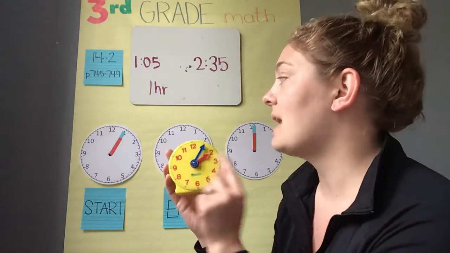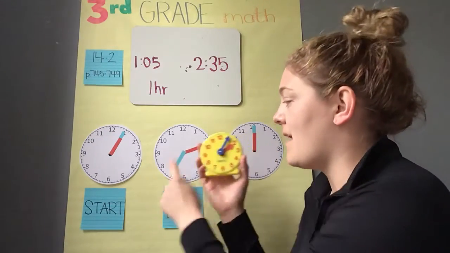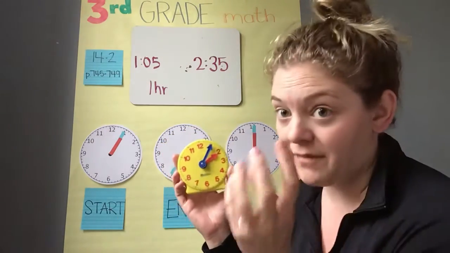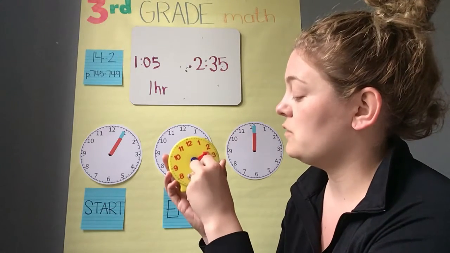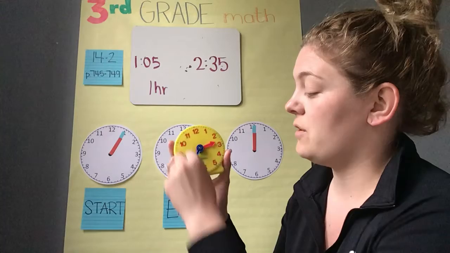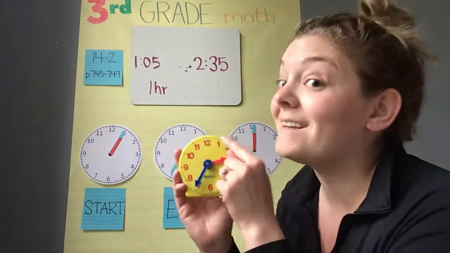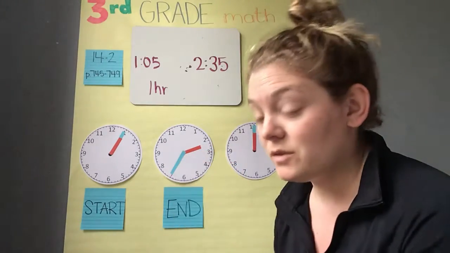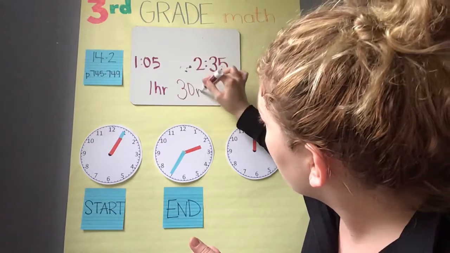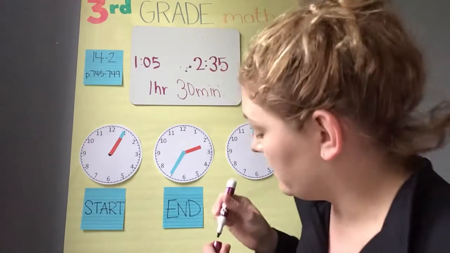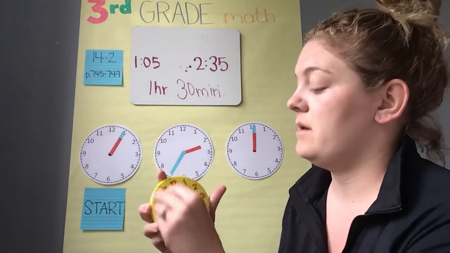Now I'm going to look at my minutes. I end up facing the 7. So now I'm counting by 5s. Remember? 5, 10, 15, 20, 25, 30. Okay? Even though it's pointing at 7 and 35, I didn't start at the top. So it's 1 hour and 30 minutes. Whoa. Getting a little fancy and a little sloppy. Let me show you one more time. Back it up. All right.